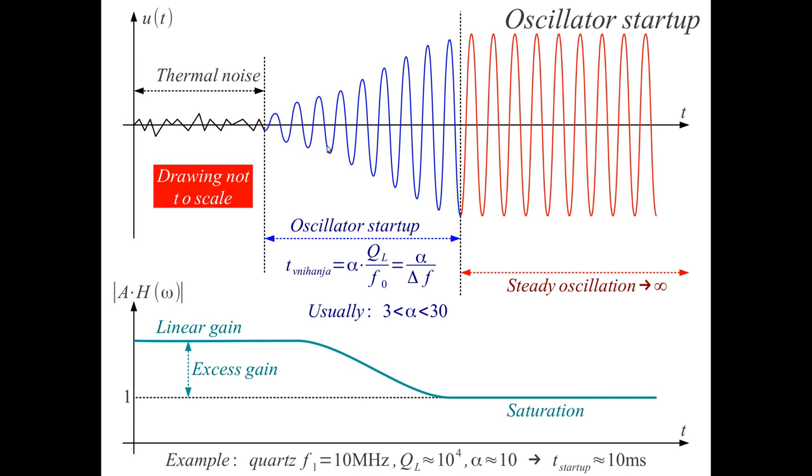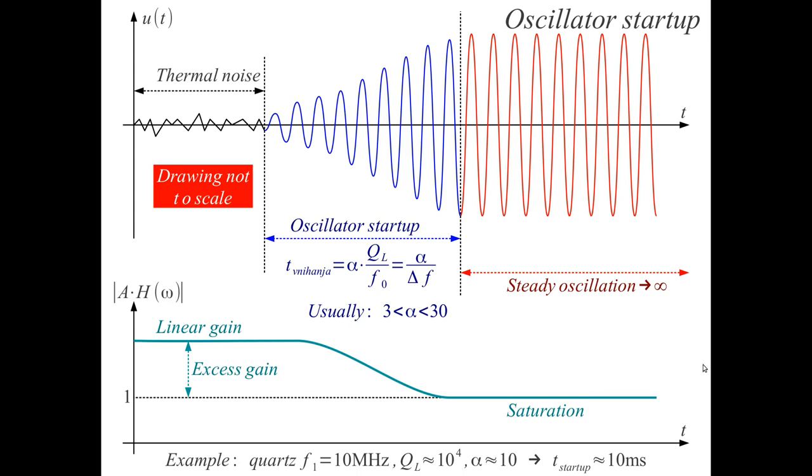This thermal noise grows due to the positive feedback, grows up to saturation. In steady state oscillation, we actually meet the Barkhausen criterion exactly. And there is some time needed for this oscillation startup. This start time, so the startup should be here. This ring-in time here is actually proportional to the loaded Q of the oscillator, of the tuned circuit, and inversely proportional to the frequency. There is also a multiplicative constant alpha. This alpha depends on the excess gain of our amplifier. Usually alpha is between 3 and 30.